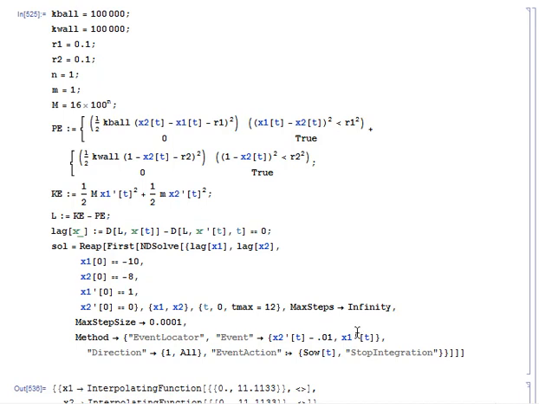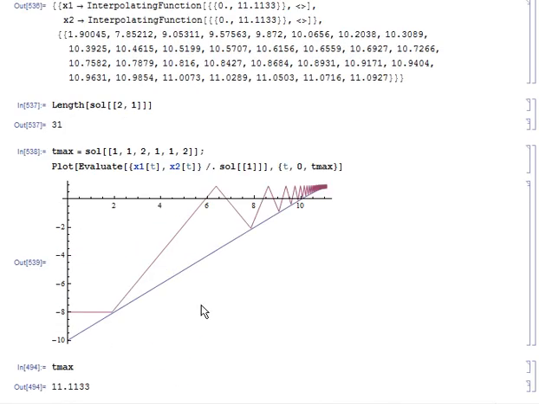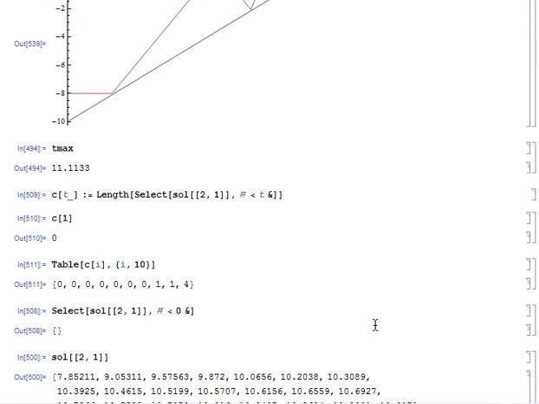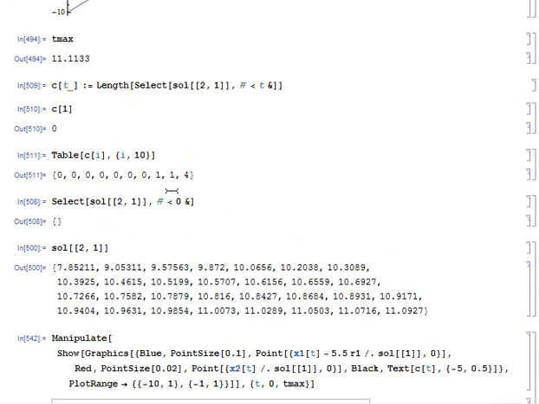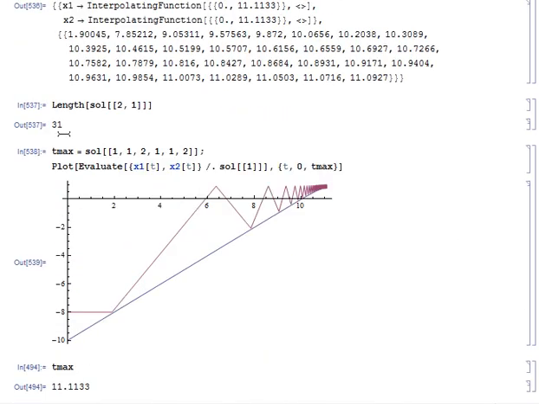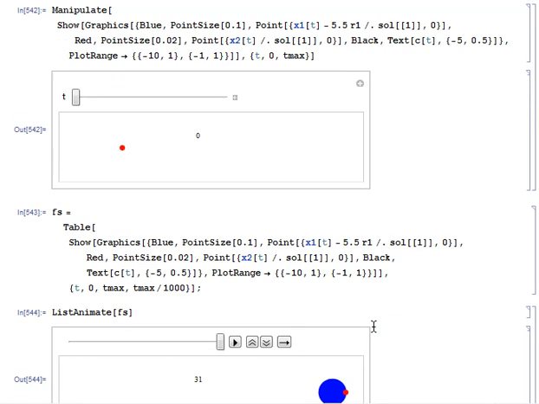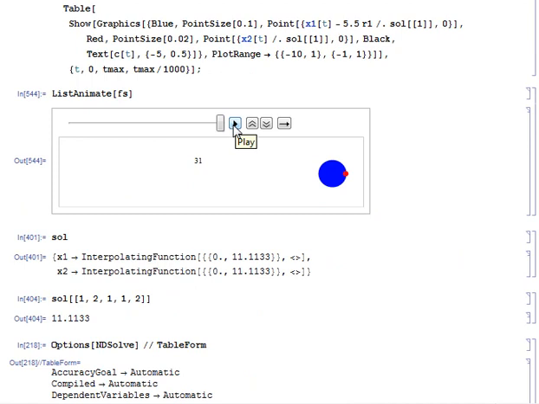But I also have the entire thing stop integrating when the first ball comes to a stop, or basically when it turns around. So I ran this and I get nice little bounces and bounces and bounces, and I'm able to count how many there are. And sure enough, there are, where did I get? 31 bounces. But then I made this nice little animation here.